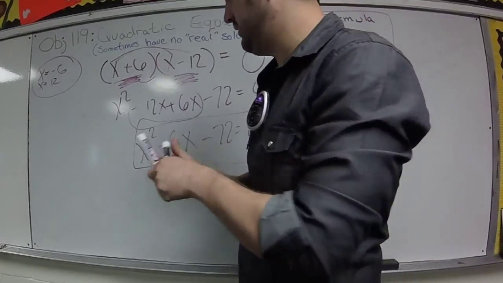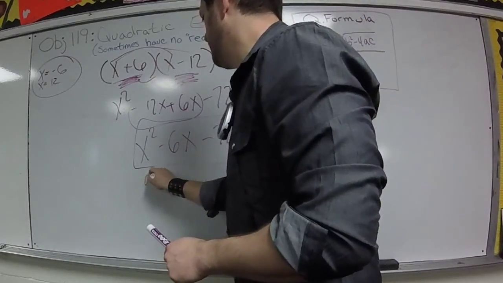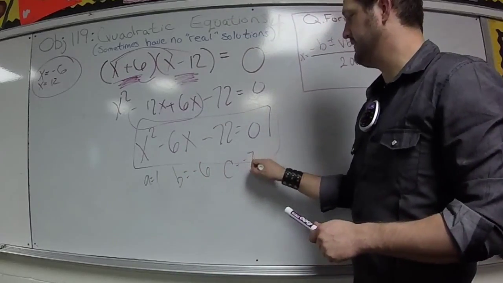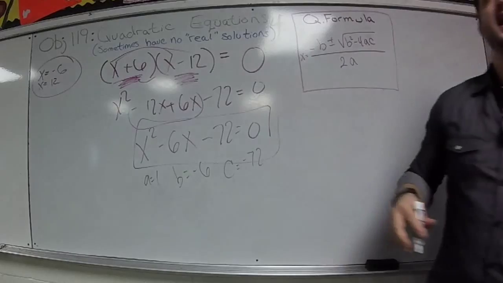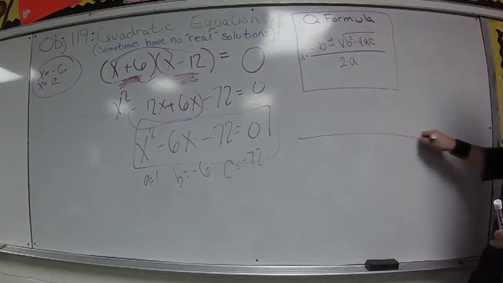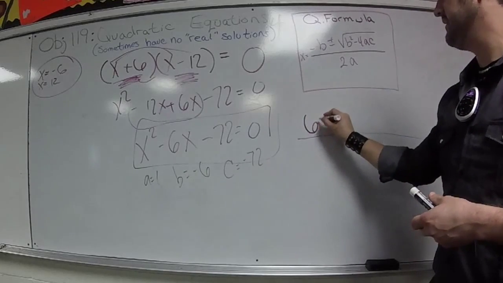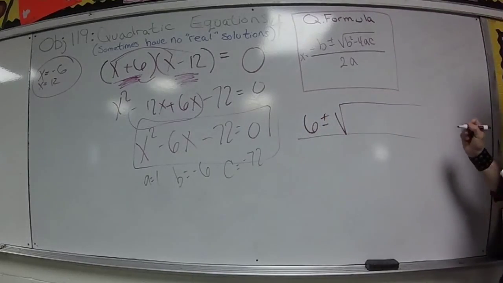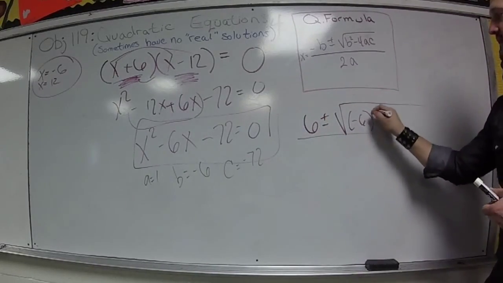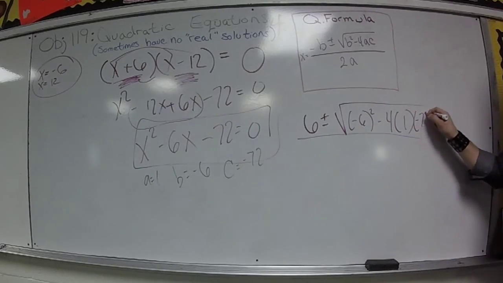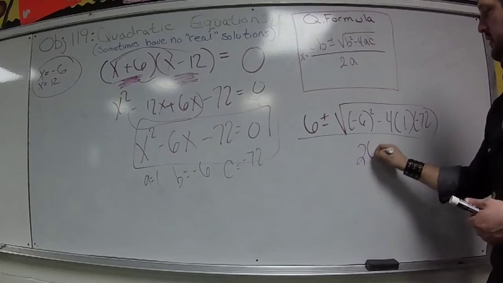So our a is 1, our b is negative 6, and our c is negative 72. If I put this into the quadratic formula, I start with x equals negative b, but it's already negative, so it's plus 6, plus or minus the square root of negative 6 squared minus 4 times 1 times negative 72, all over 2a.